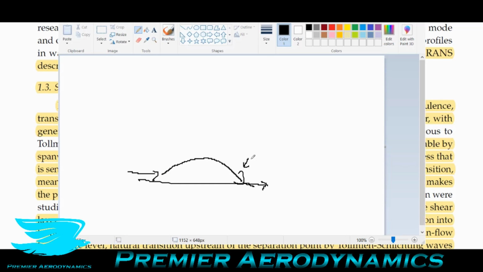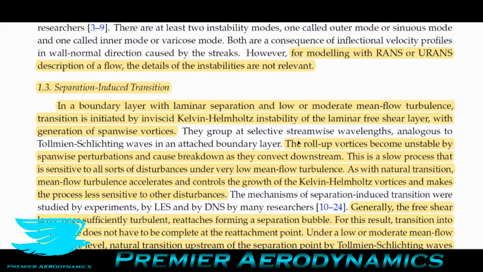And at the point of reattachment, it's already turbulent, usually. They mentioned in this paper that it's not always the case, but in every study I've ever read about LSBs, this is the case. And they've determined that the transition occurs a little bit further upstream than the reattachment point. And in this LSB, the flow does recirculate. So that's the separation-induced transition. Let's discuss this mechanism here. In a boundary layer with laminar separation and a low or moderate mean flow turbulence, transition is initiated by an inviscid Kelvin-Helmholtz instability of the laminar free shear layer with generation of span-wise vortices.